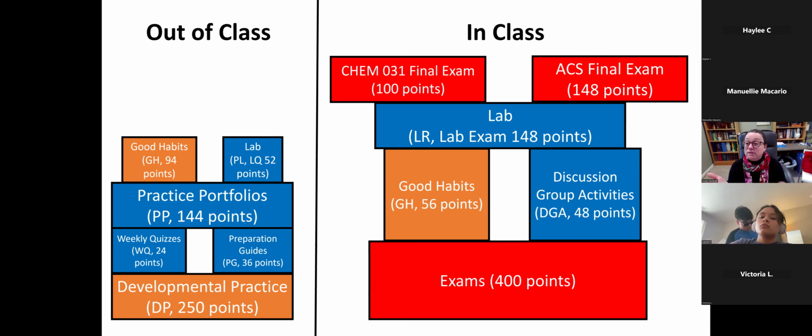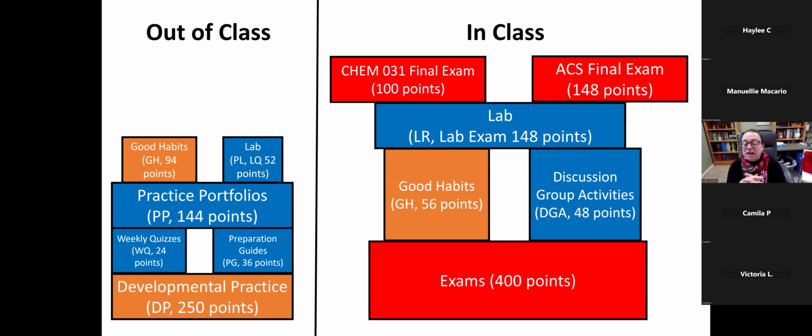And you can see a lot of what we're doing is going to happen in class. All the exams will happen in class. Obviously, all of our labs will happen in class, right? The only things that are going to happen outside of class for lab are your pre-labs and your lab quizzes. Your good habits points, some of them are going to happen in class, like attendance, and other good habit development activities that we do. Our discussion groups will happen in class.